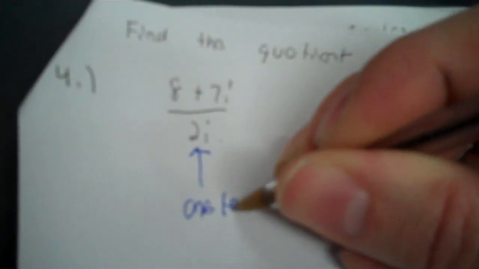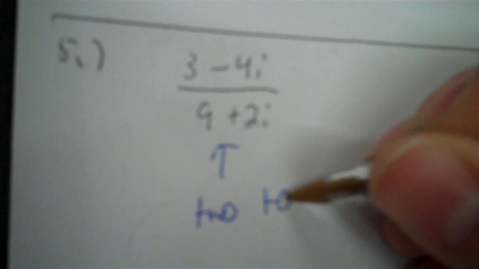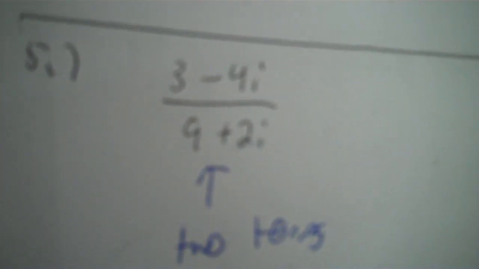Okay, find the quotient. We have to do these differently. This one's relatively easy because the bottom only has one term, okay? Just the imaginary term is all you see. Here there's two terms, because there's a real number along with the imaginary number. Here it's just the imaginary number.